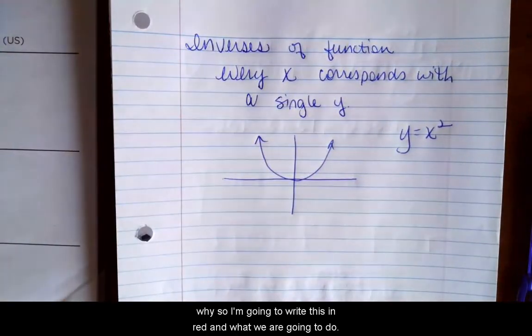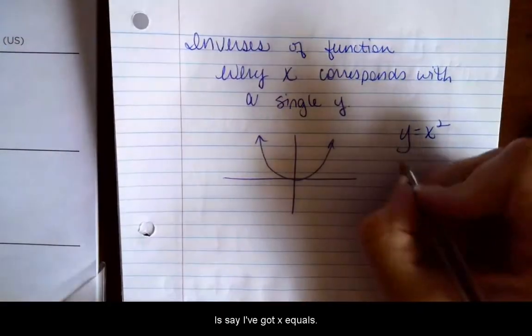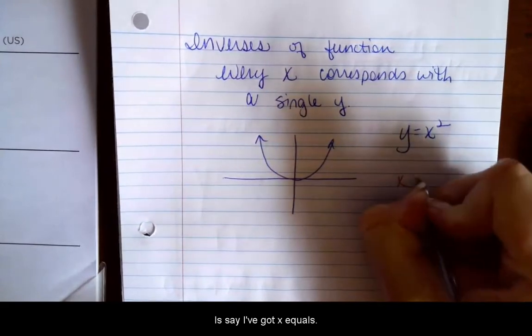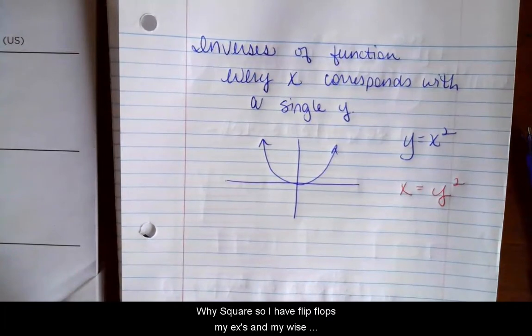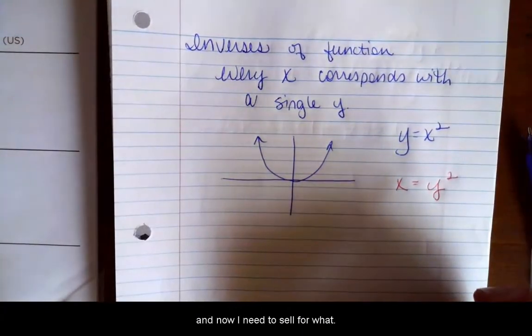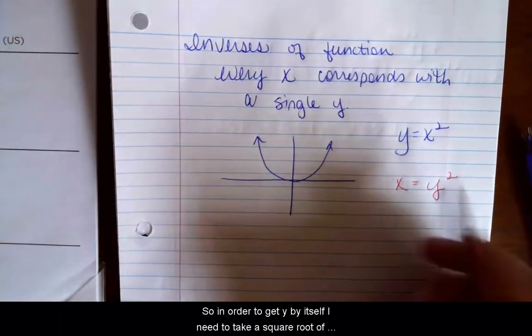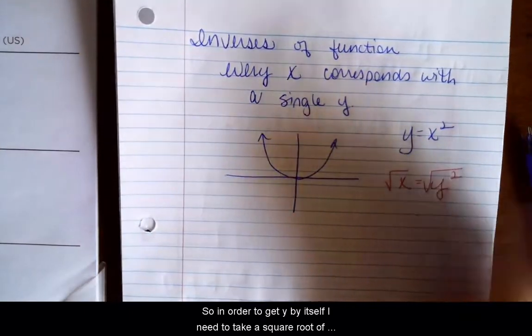So I'm going to write this in red. And what we are going to do is say I've got x equals y squared. So I have flip-flopped my x's and my y's. And now I need to solve for y. So in order to get y by itself, I need to take a square root of both sides.